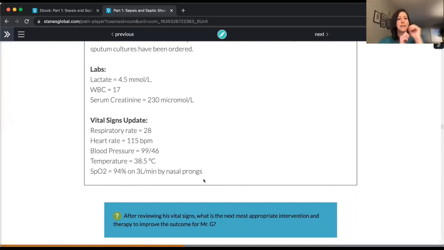Okay, so in summary, he has an elevated lactate, he has an elevated white blood cell count, he has an elevated serum creatinine, an elevated respiratory rate, an elevated heart rate, and he has a fever, and he's requiring oxygen. So Mr. G has probably defined himself as sepsis in almost all of the clinical scoring systems we use. But we mentioned that there's a difference between sepsis and septic shock. So what is the next most appropriate intervention and therapy to improve the outcome for Mr. G? So what would you do next for this patient?